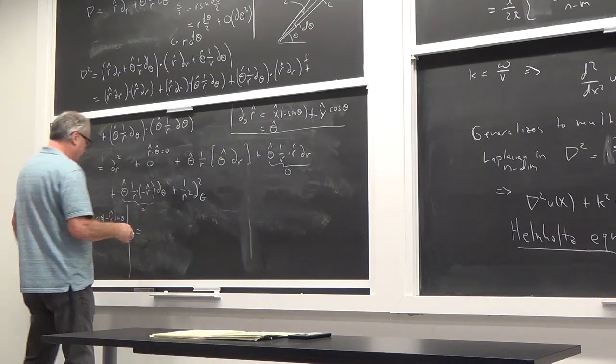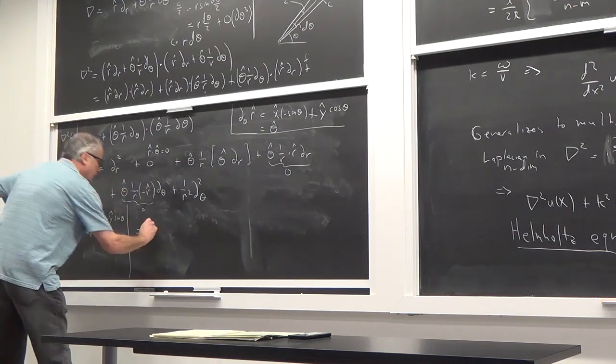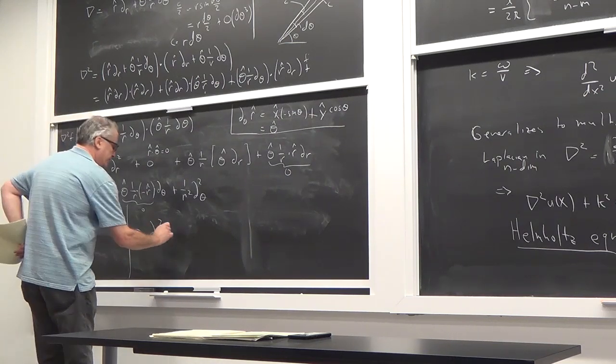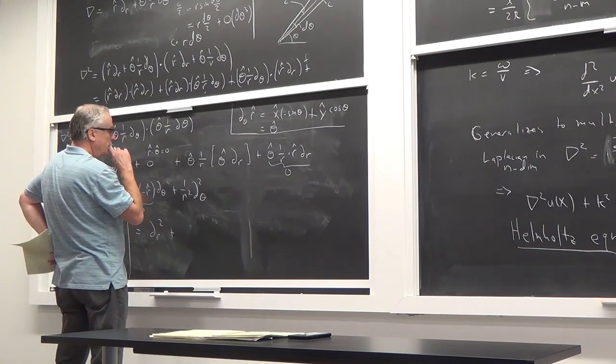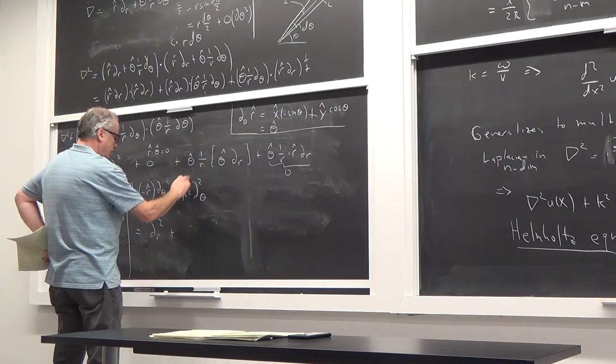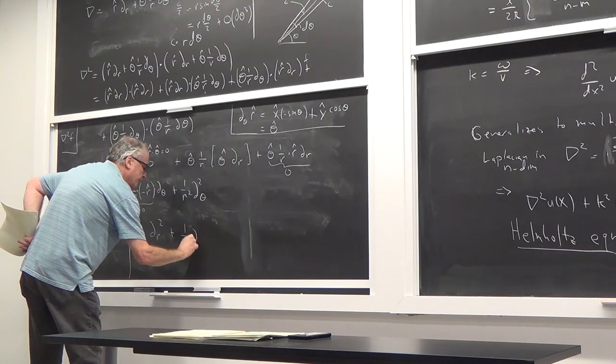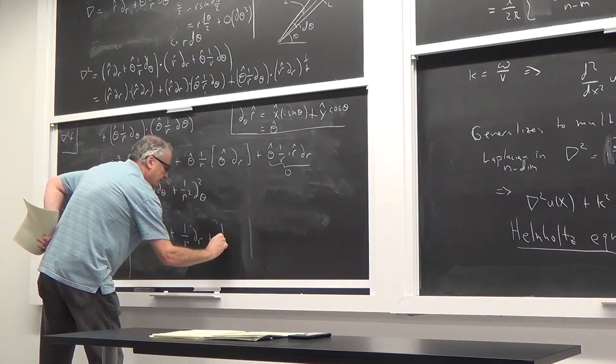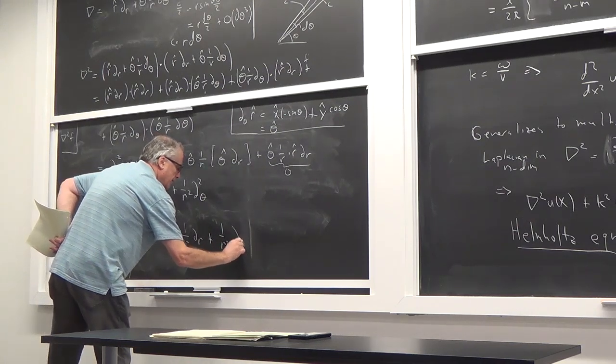Okay, so what do I get? I get d squared by dr squared plus, theta hat is 1, so I get a 1 over r d by dr for this term. Plus the other thing I have is a 1 over r squared d squared by d theta squared.